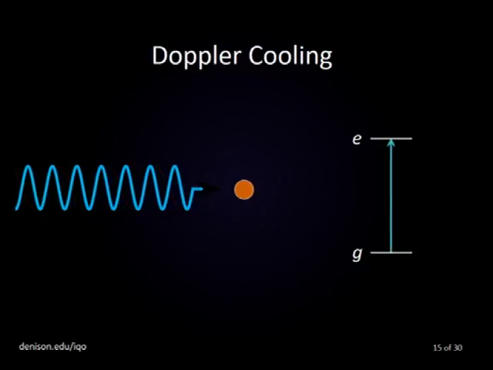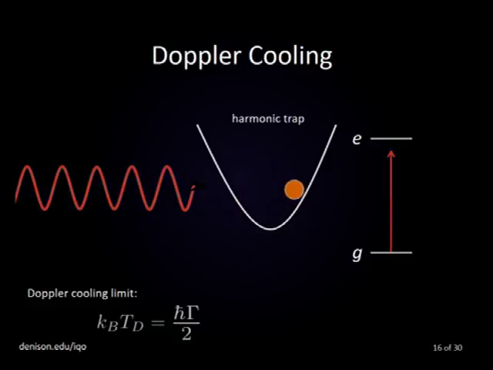And if you do this right, you can have it so that it blue shifts onto resonance, and therefore it scatters light. And every time it scatters a photon of light, it gets a little kick in momentum in the direction of the light, which, as you'll notice in this case, is opposite to the direction of the motion of the atom. So you're removing energy from the atom. You're slowing it down. Okay? And if we put this in a trap, now this happens continuously.